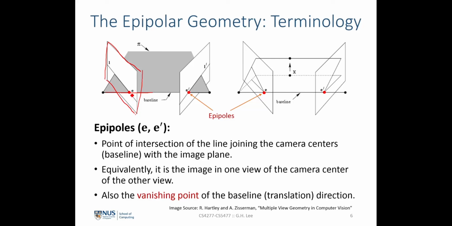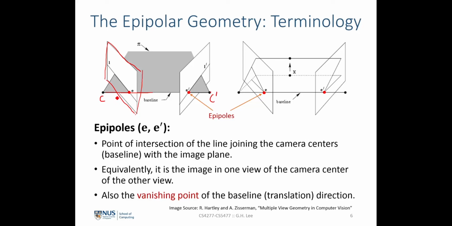So for example, in this case, let's denote the two camera centers as C and C prime respectively. We see that the epipole, which we denote as E in the first view, is simply the projection of C prime, which is the camera center of the second view, onto the first image. And the relation holds vice versa. So for E prime over here, we can see that it's simply the projection of the first camera center onto the second image.